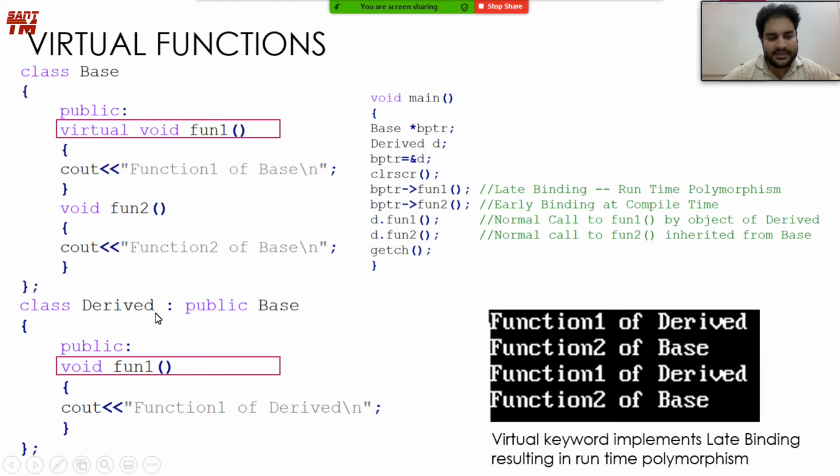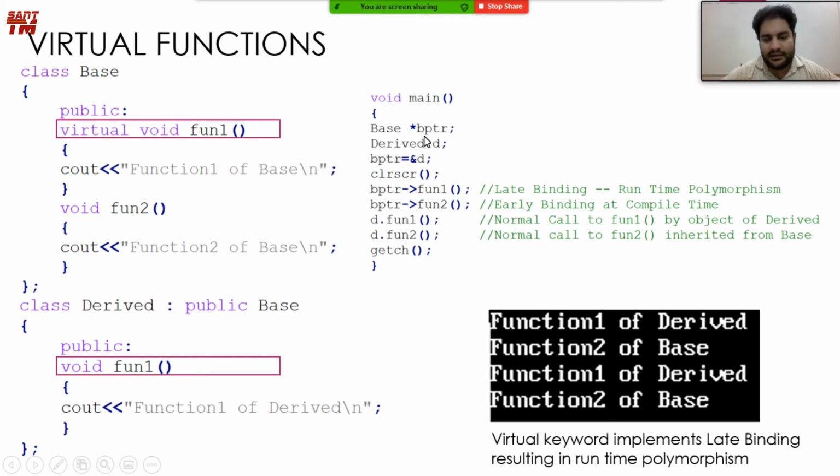Then there is a derived class which is inheriting the base class in public mode. Then what will happen? This fun1 and this fun2 will be copied to the public section of the derived class. So now see, in the derived class there is one more function named fun1, which is derived's own function. One fun1 is inherited from the base class, that is the virtual function, and one fun1 is already existing here in the derived class, which has the cout statement function1 of derived, and one fun2 is also inherited here. So now let us see by running this what will happen.